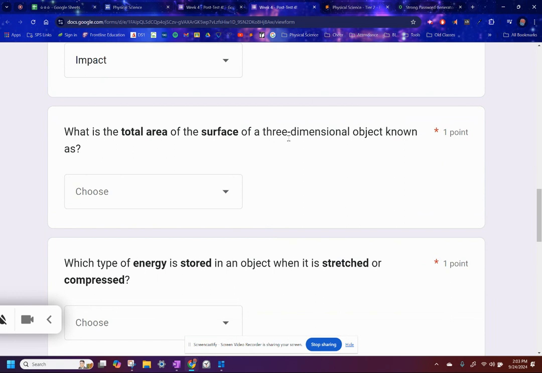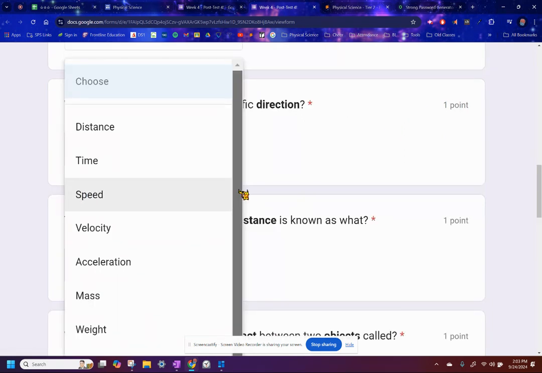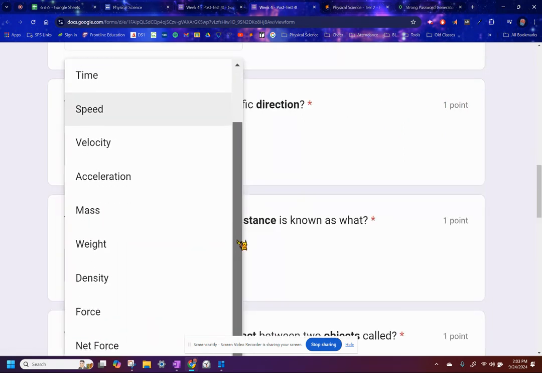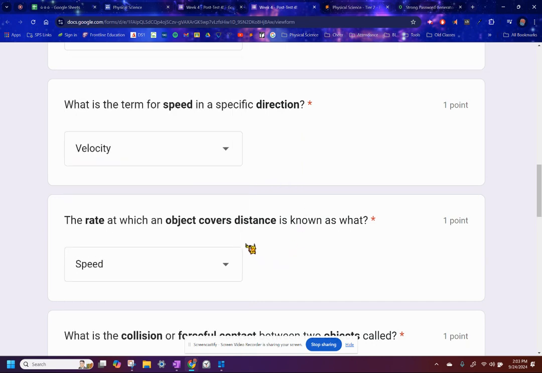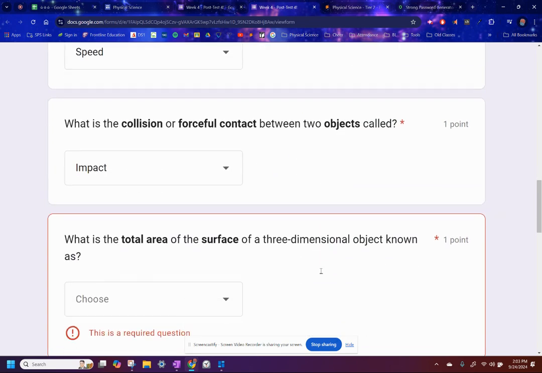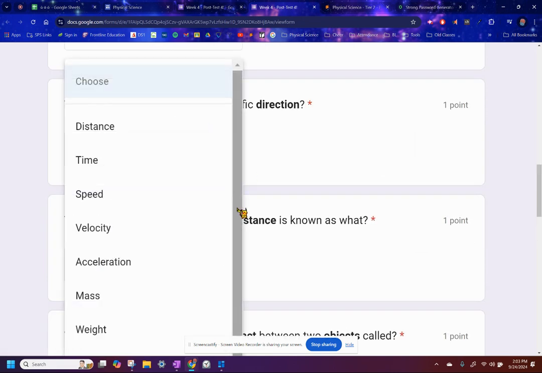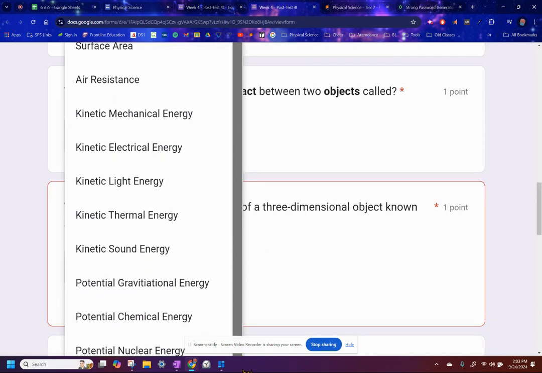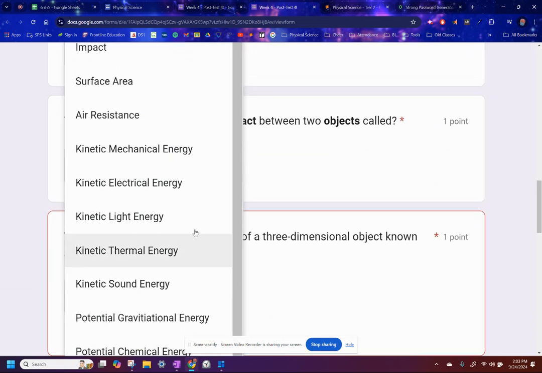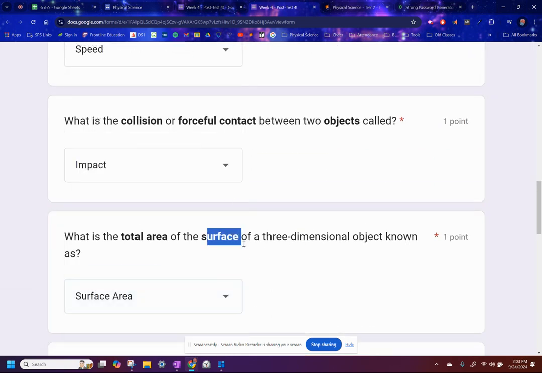What is the total area of a surface of a three-dimensional object? That should be the area, right? Where'd it go? There it is. Total area, or the surface. Oh, surface area. There's one down here. Surface area? There it is. Surface area.